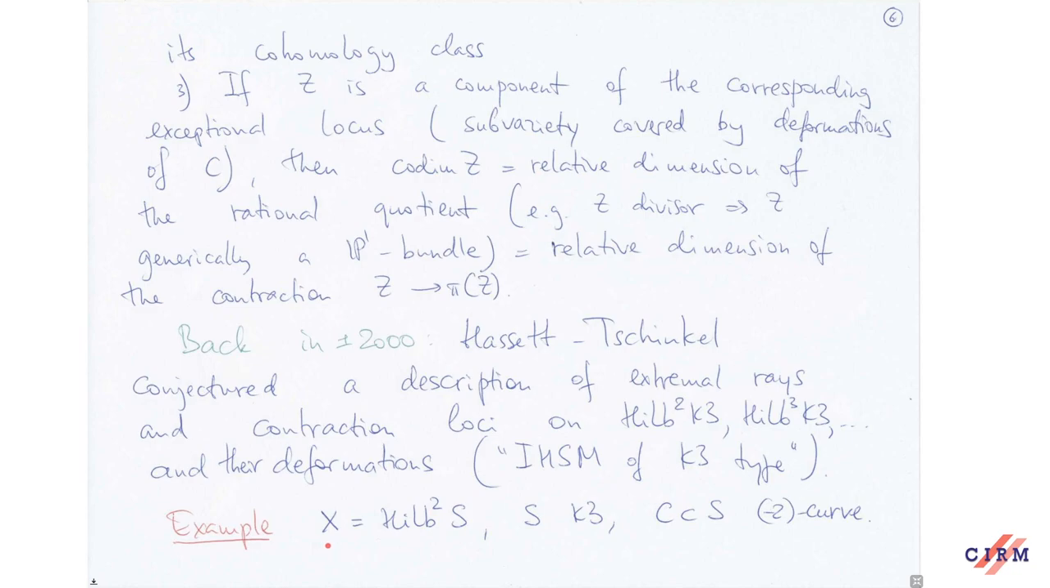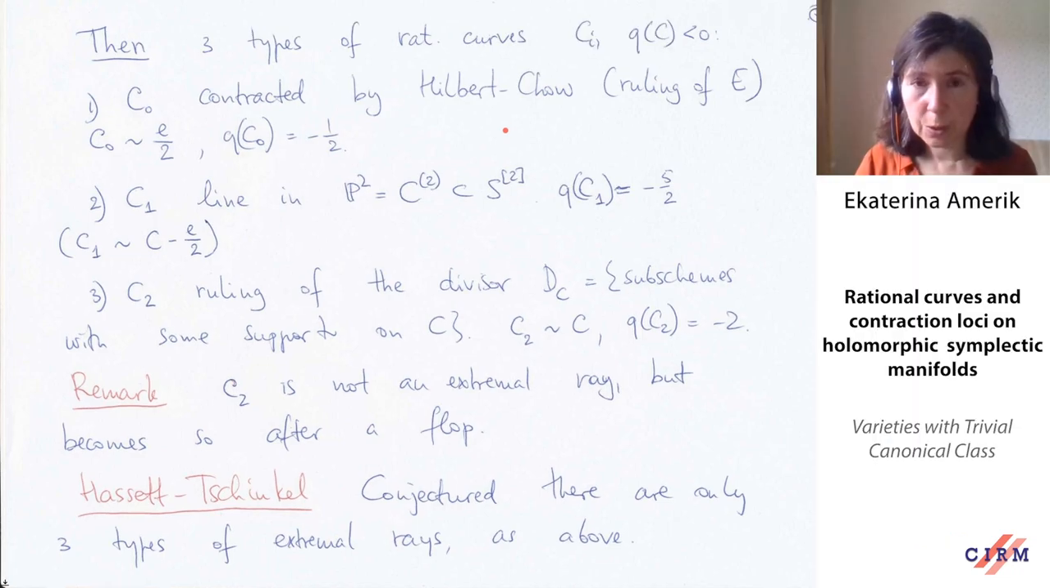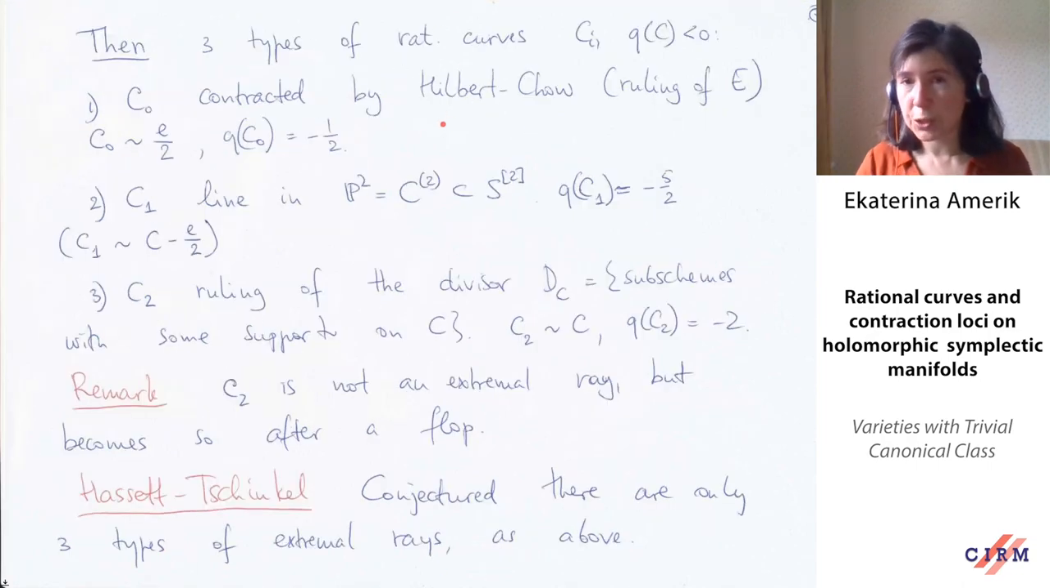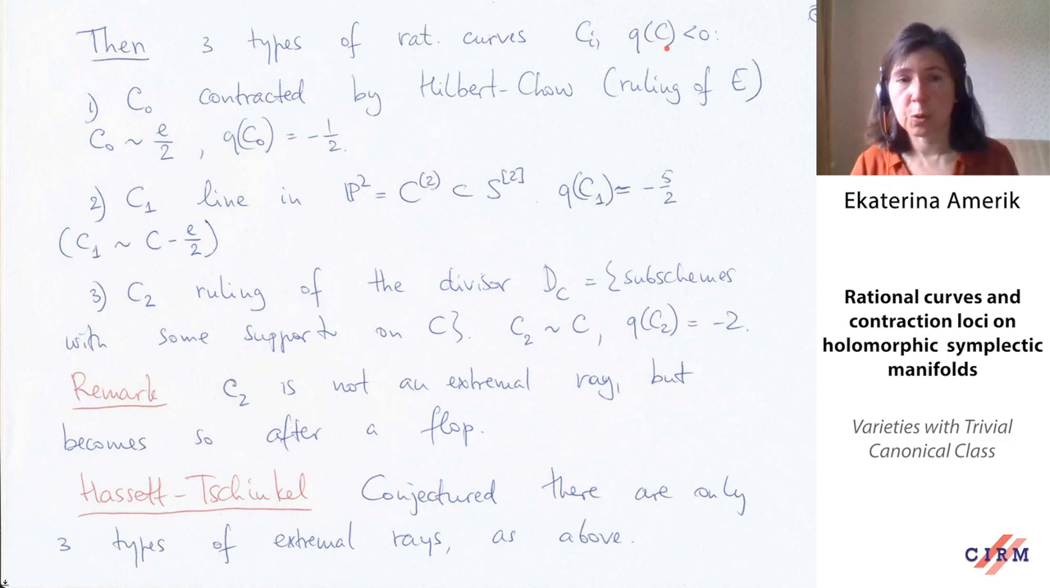So let's look first at Hilb2 of a K3 surface. Let S be a K3 surface, and suppose that there is some -2 curve C on this S. Then, of course, you immediately see a few uniruled submanifolds of the Hilbert square of S. And then you immediately see three types of rational curves on the Hilbert square, let's say, with negative Beauville-Bogomolov square.